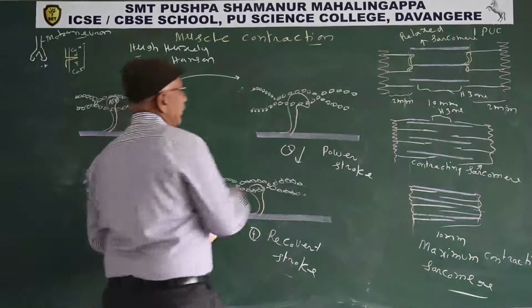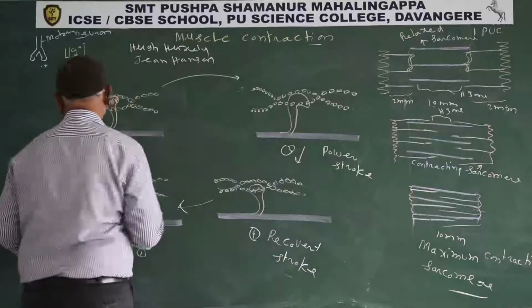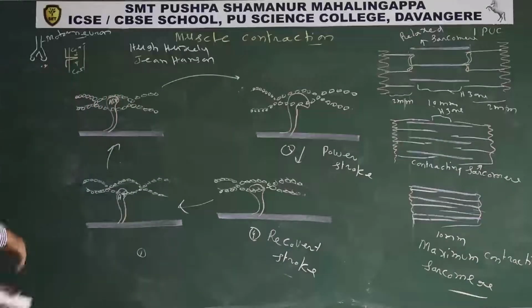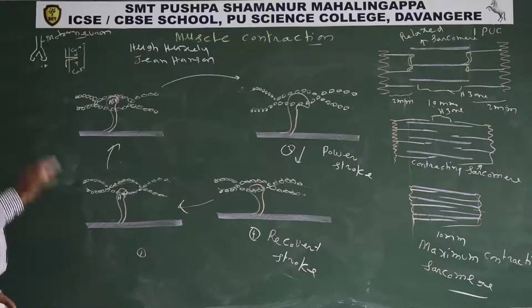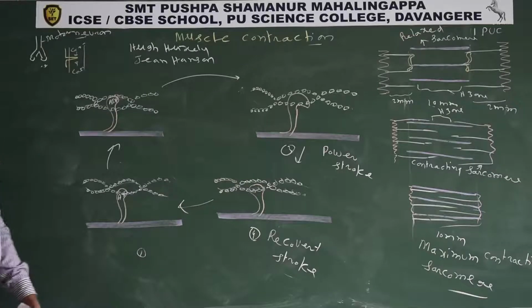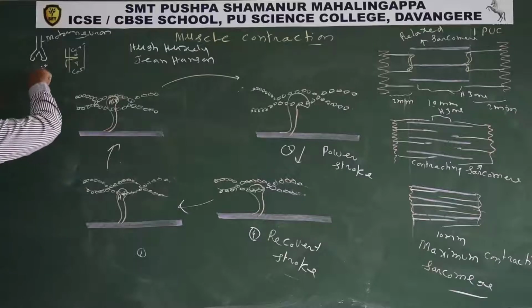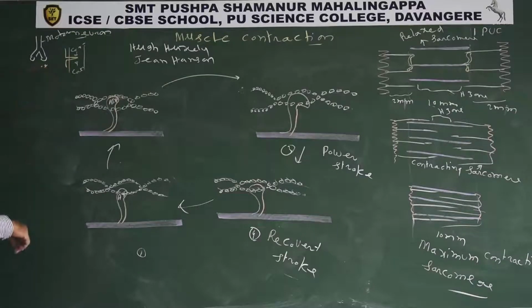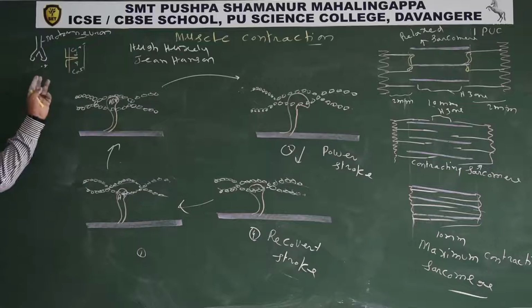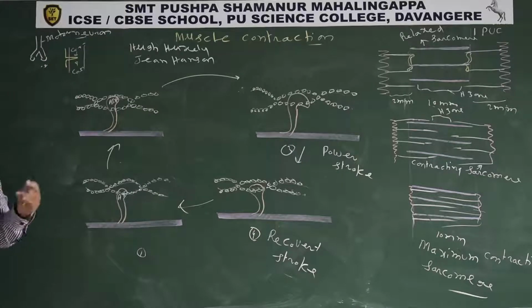So now once again, the central nervous system sends a message. After receiving the message, the muscle undergoes contraction. The central nervous system sends the message to the muscle through a motor neuron. The motor neuron releases the message at the neuromuscular junction. From the neuromuscular junction, the muscle receives the message.